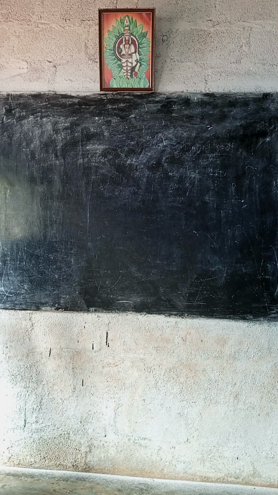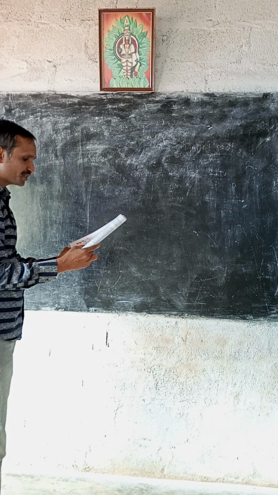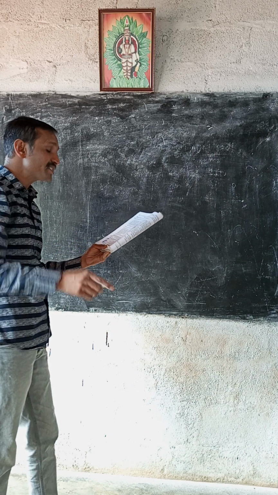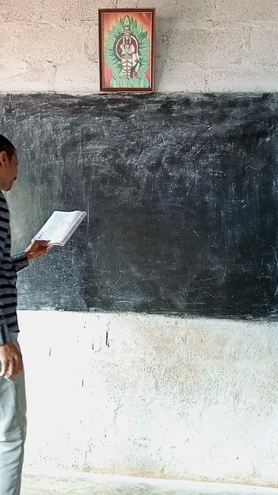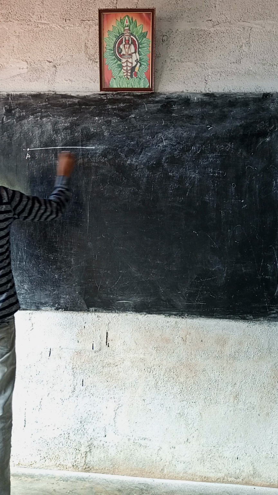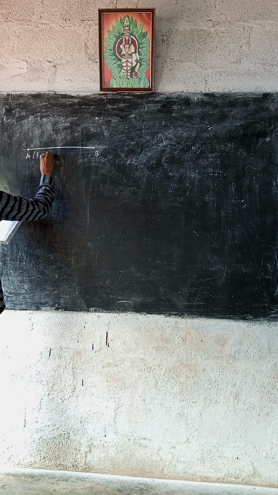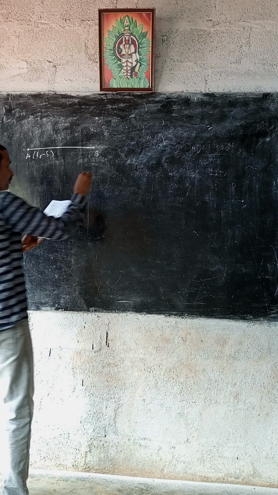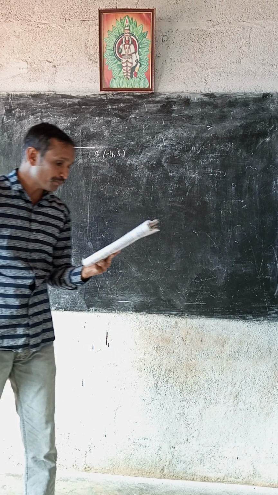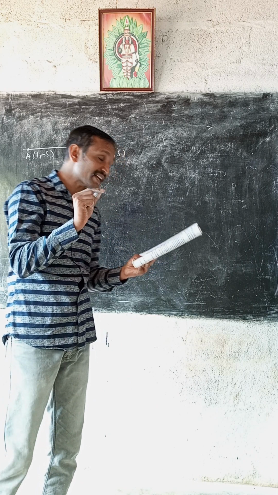Question number 5 given in the book. Find the ratio in which the line segment joining A and B is divided by the x-axis. Also find the coordinates of the point of division. Suppose this line segment is there. Here is A, here is B. A is given as (1, -5) and B is given as (-4, 5). We must find the ratio in which the line segment is divided by the x-axis.